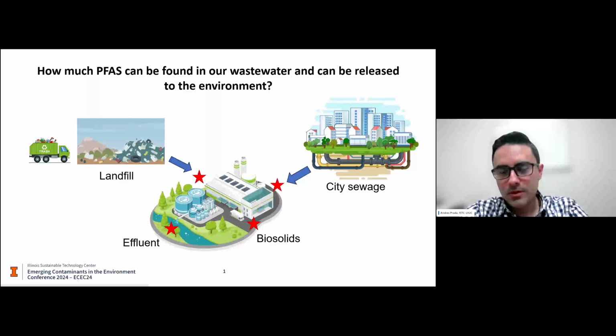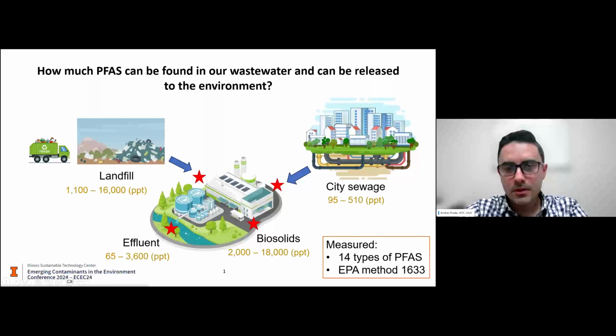In the last couple of years, we have been working to sample the inputs and outputs of wastewater treatment plants in the state of Illinois. We have been sampling landfill leachates, city sewage, the influent of the wastewater treatment plants, and then the outputs, effluent and biosolids. We use the EPA method 1633 that Jamin was explaining before, and we measured for 14 types of PFAS.